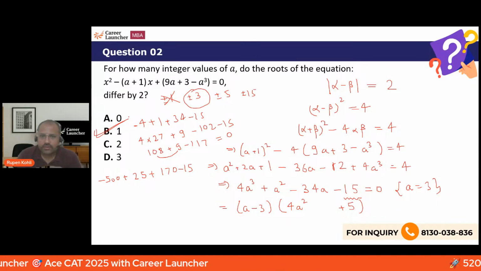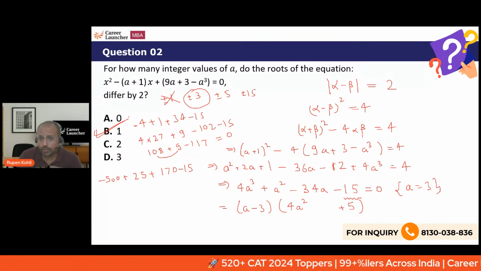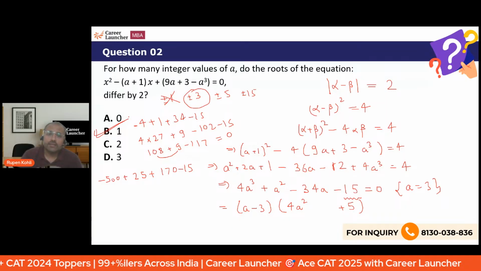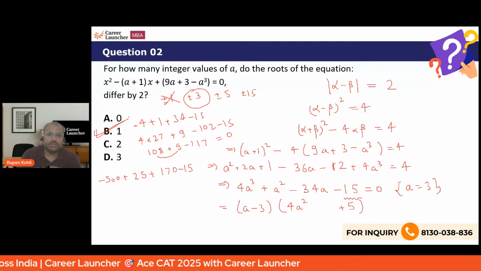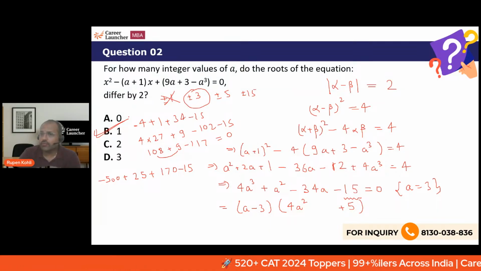So the logic to take care of from now onwards is that in any cubic or higher degree polynomial, if you are doing the hit and trial process to find the integer roots, you should only do that with the factors of the constant term, right? And that's how we got a equal to 3 over here.